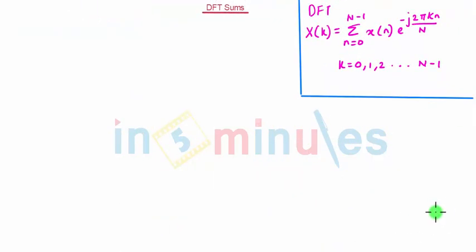We solve one more sum based on discrete Fourier transform. The question is, find out the DFT of the sequence x of n: 0, 1, 2, 1. We are going to use again the basic formula. This given signal is a 4-point signal. So let us compute the 4-point DFT.